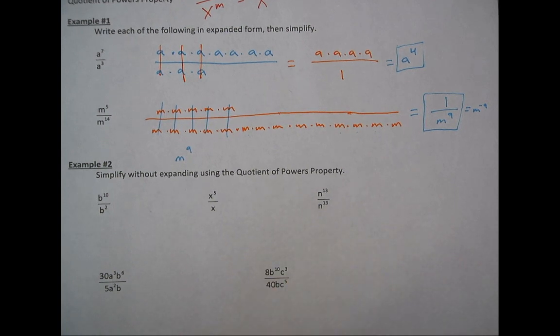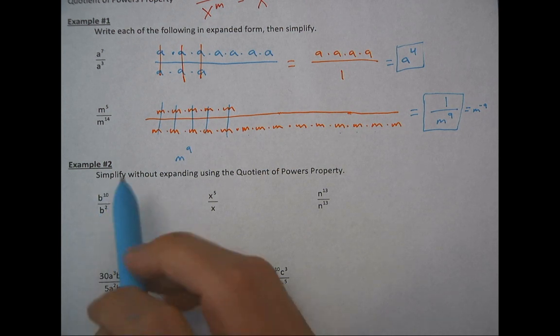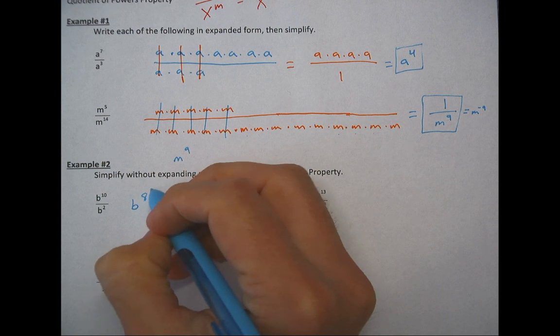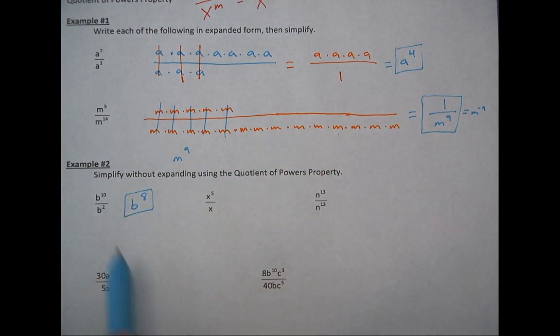So example number 2, let's do this without expanding anything. So we got b to the 10th divided by b to the 2nd. We're just subtracting. So it's 10 minus 2. This is b to the 8th. Another way to think about it is these 2 on the bottom canceled 2 on the top.